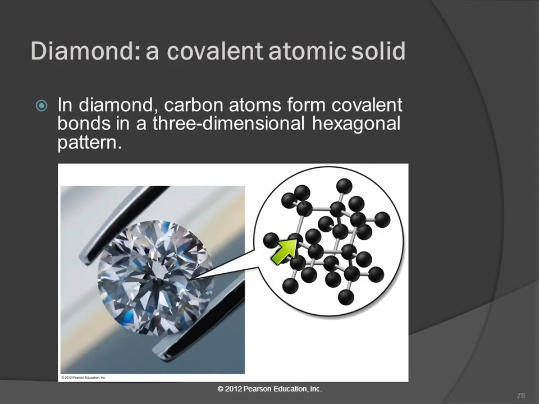So here's an example of the structure of a diamond. Individual carbon atoms, and they're arranged in a very geometrical arrangement, this hexagonal pattern, and this pattern goes on and on and on throughout the whole crystal. And that's part of what makes diamonds so beautiful, is you can cut them along these lines and they get these nice faces.